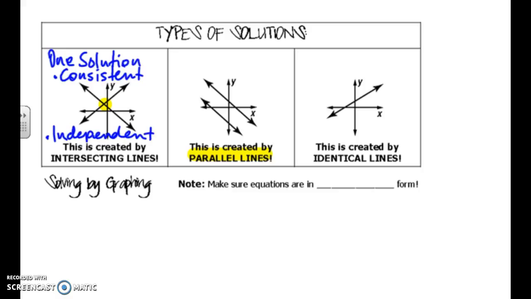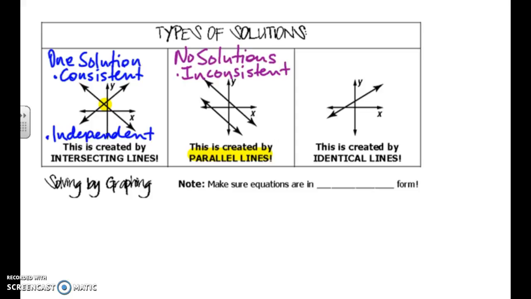The next set, the parallel lines, since these never cross each other, there's no solutions. So you would look for parallel slope or the same slope. And these would be inconsistent. If they're inconsistent, they're not going to be dependent or independent.